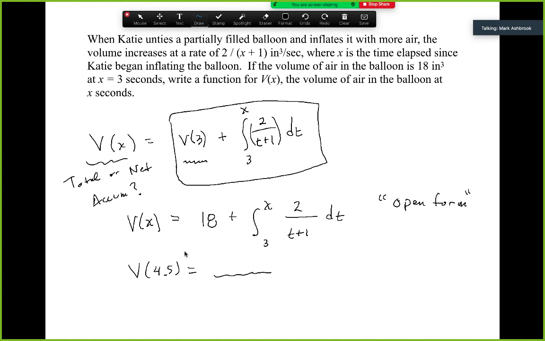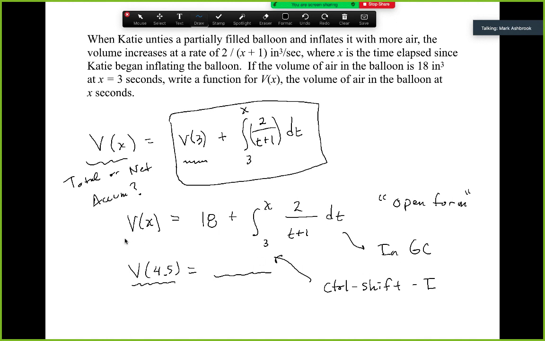So what we can do is put this in GC and let GC give us a number, say v of 4.5, rather than having an algebraic approach. At this point, we don't really have an algebraic approach that we've talked about in this class. Okay, so I'm not going to get GC out and do it, but Control Shift I will give you the integral symbol.